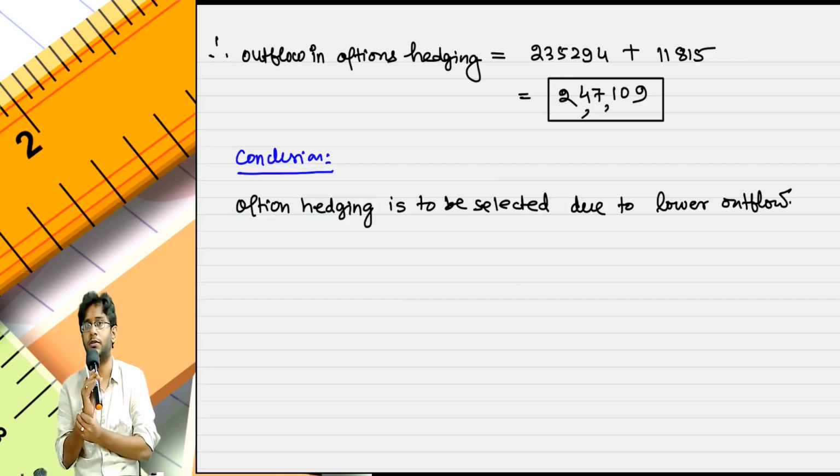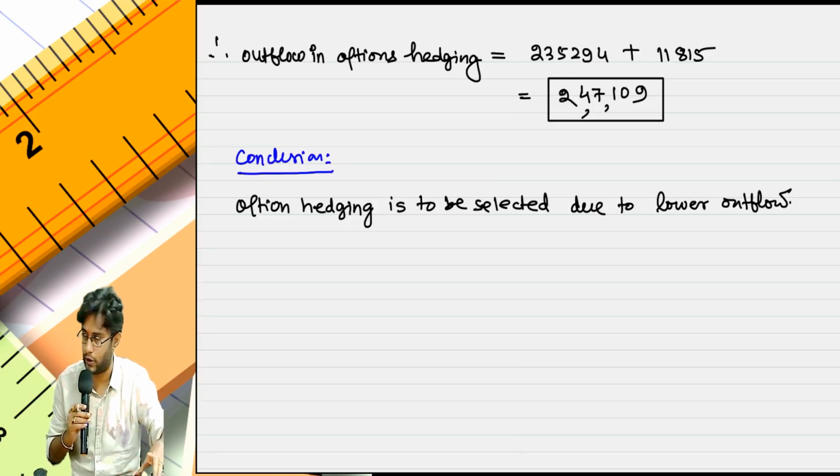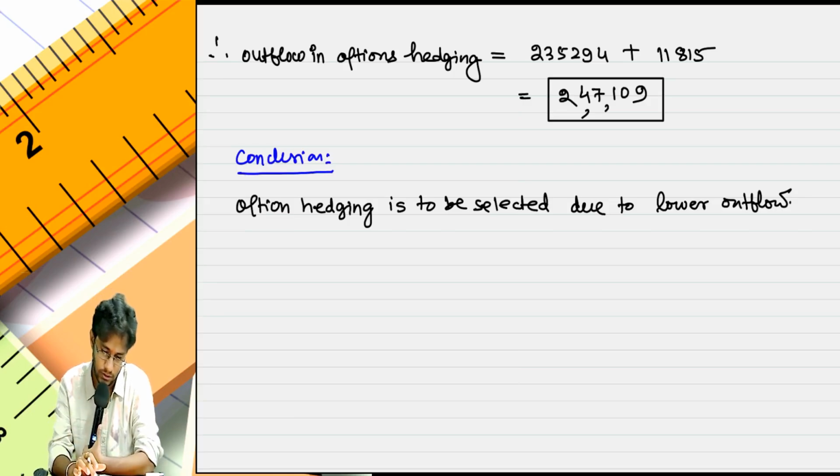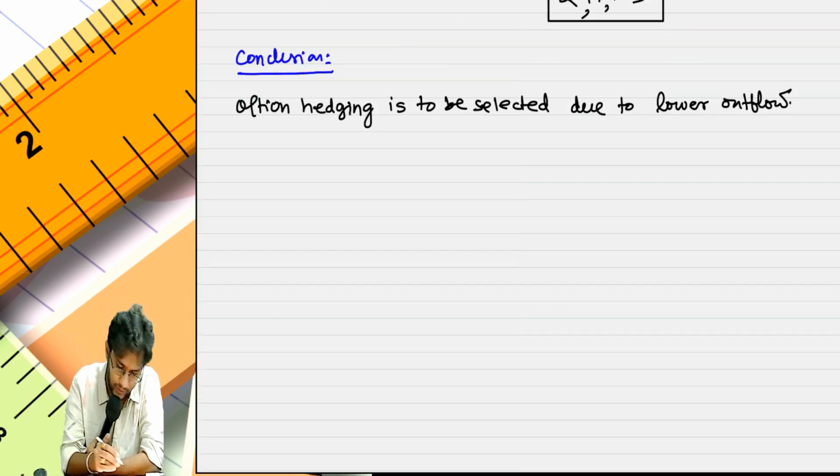Sir, with this your options hedging story is over. In fact, we have overdone it a little. That many sums I did not teach; one or two should be fine. But anyway, it's okay. Continue.